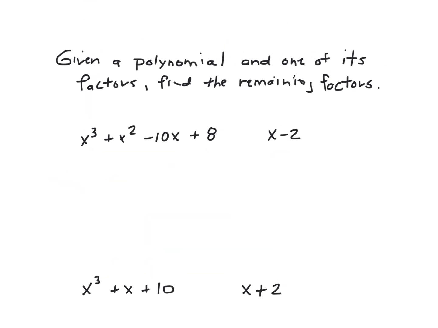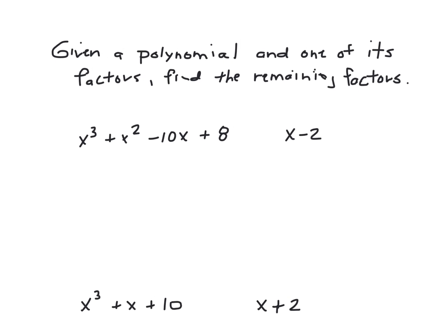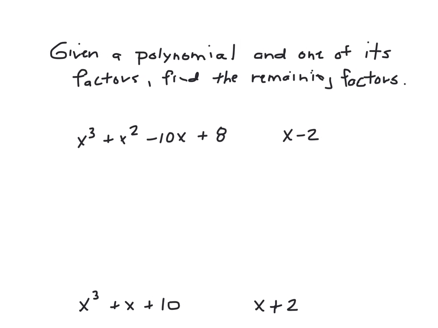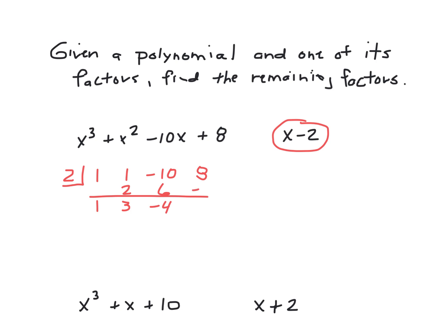All right, so continuing in that same type of problem, if I'm given a polynomial and they tell me one of its factors, and I'm asked to find the remaining factors. So for this first example, I have a cubic polynomial. They're telling me x minus 2 is a factor of this. So what that tells me is that if I do f of 2, and I do this synthetically, this should give me a remainder of 0. Which, as you can see, it does.